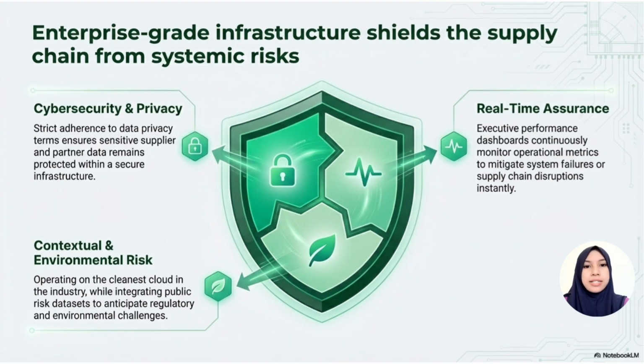This slide focuses on how the system ensures reliability and security. First, cybersecurity and privacy ensure that sensitive business and partner data is protected within a secure infrastructure. Second, contextual and environmental risk management integrates external data like regulation and environmental factors to anticipate disruption. Third, real-time assurance uses continuous monitoring through dashboards to detect and respond to issues immediately. Overall, this infrastructure is designed to reduce risk, improve resilience, and maintain stable supply chain operation even under uncertainty.